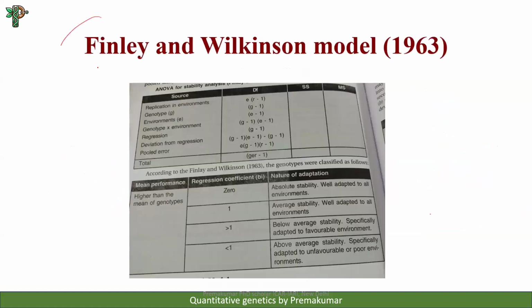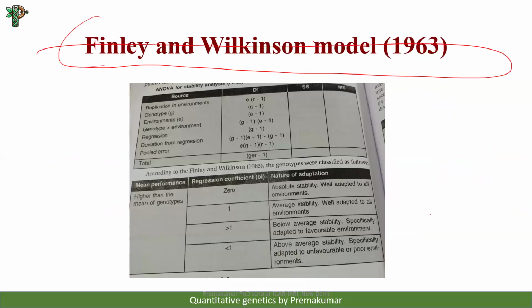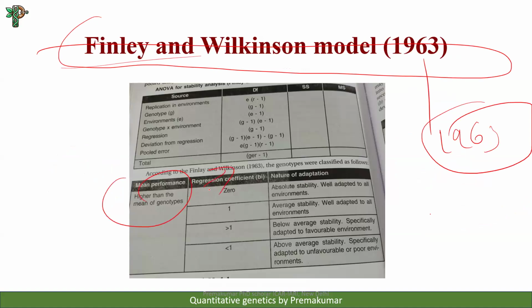Then another regression-based model is called the Finlay-Wilkinson model. In 1963, he explained this model. Here, based on the regression coefficient, we can classify the stability of the individual. If the regression coefficient is 0, we can say that the particular individual has absolute stability and is well adapted to all the environments. If the regression coefficient is 1, we can say that it has average stability and is well adapted to all the environments.